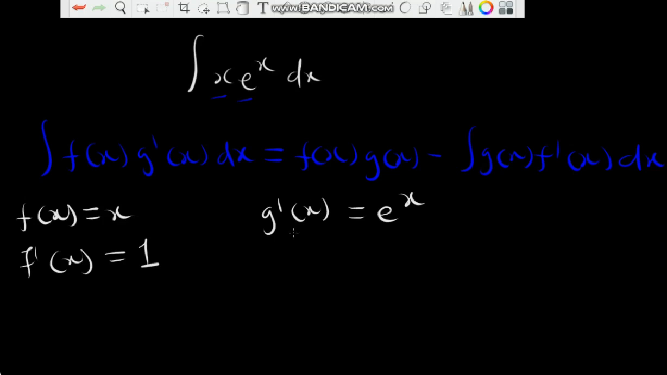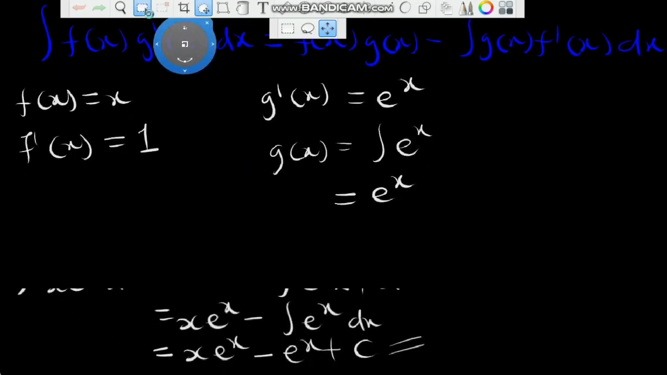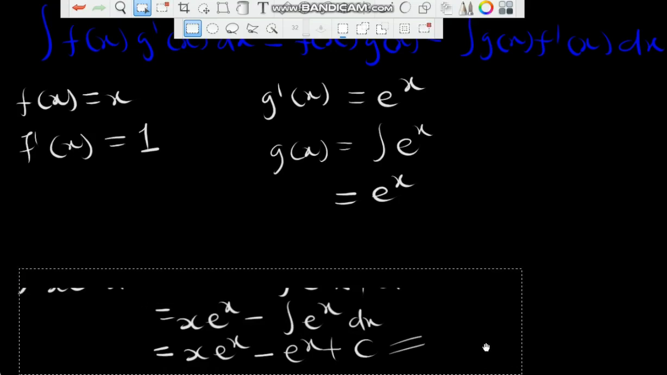Then let's find g of x here. This is g prime of x, the first derivative of the function. When you take the antiderivative of the first derivative of the function, that gives us the function itself. So g of x will be equal to the antiderivative of e to the power x, which gives me e to the power of x. Now we substitute all these values into this formula, then we simplify our answer. So let's see what we have at the end.